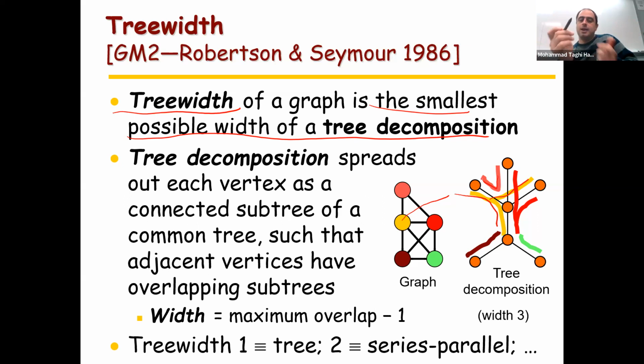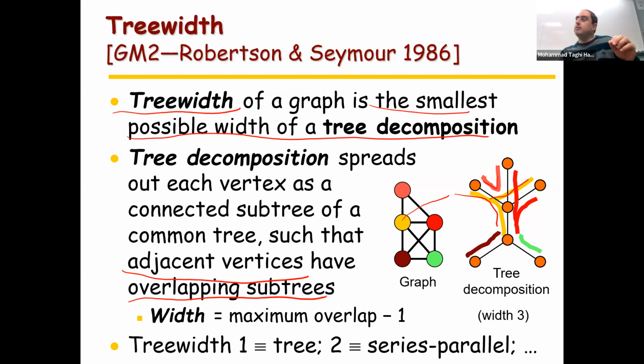What is the property? The main property is that each vertex has a subtree, and any two adjacent vertices should have overlapping subtrees. Good. So in some sense, you are just representing the whole thing as a tree.